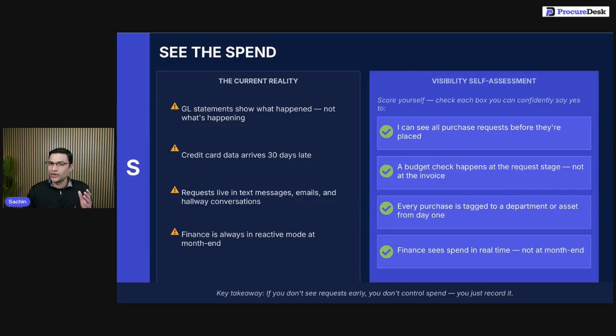So this is exactly what is going to show up at the end of the month, rather than having surprises, right? So I'll pause for a minute and give you the opportunity to rank yourself on these four areas.